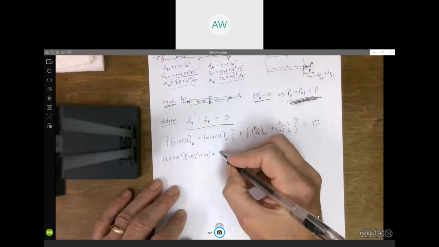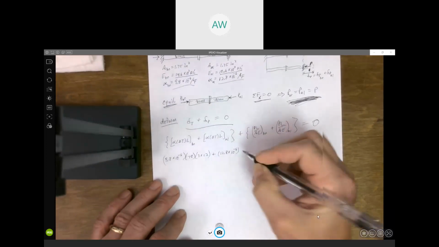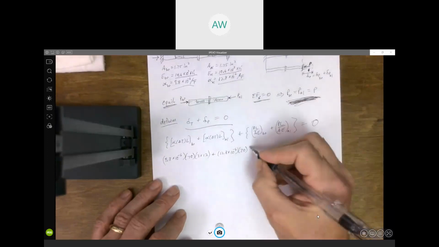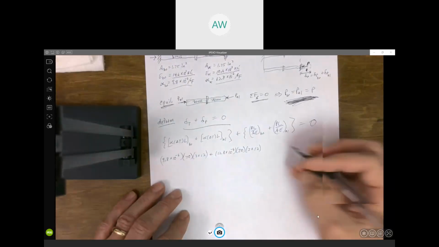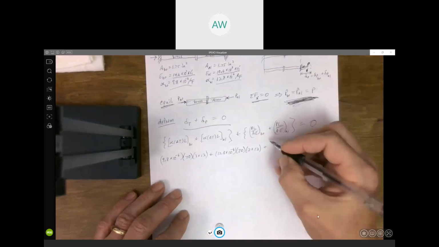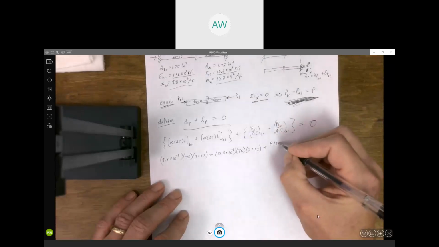Alpha for the aluminum, 12.8 times 10 to the negative 6. Delta T is 70. And it's 2 feet long, so multiply that by 12. Plus, again, the force in the brass and the force in the aluminum are the same. We just call it P. The length, 36 inches.